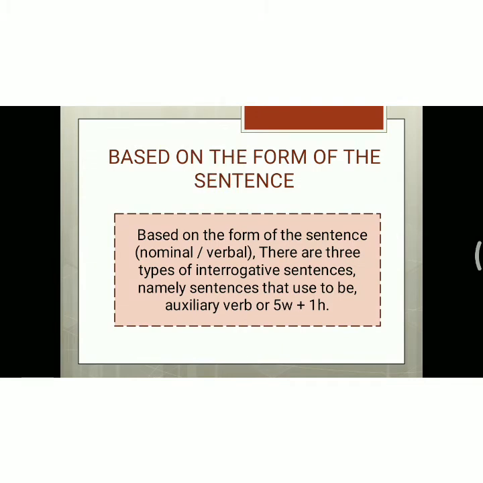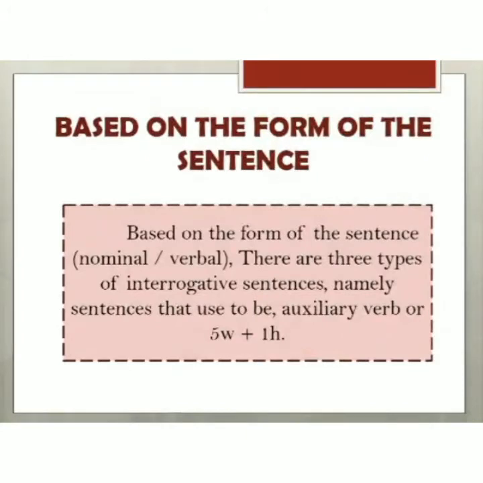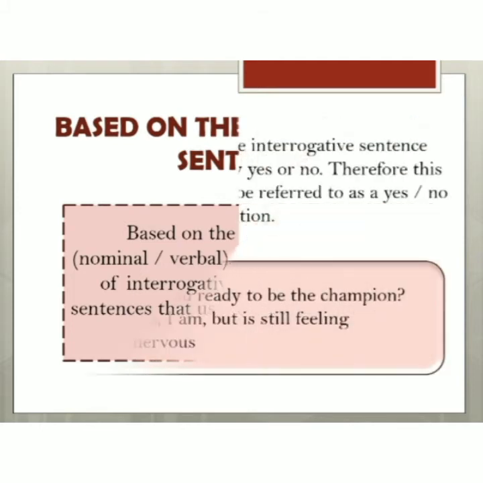Okay guys, the next is explained by Safira Dini. I'm Safira Dini. I will explain the continuation of the material above based on the form of the sentence. Based on the form of the sentence, nominal or verbal, there are 3 types of interrogative sentence, namely sentences that use to be, auxiliary verb, or 5W plus 1H.